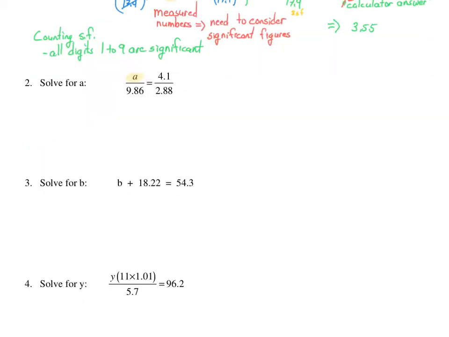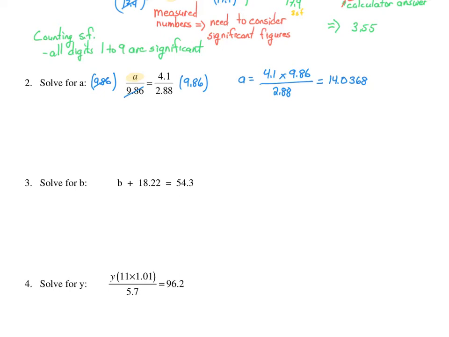Question 2. We solve for a by rearranging the equation so that a is by itself on one side. To do that, we multiply the left-hand side by 9.86, and therefore that cancels out. But we also have to multiply by 9.86 on the right-hand side. For clarity, I've rewritten the equation and given the calculator answer.